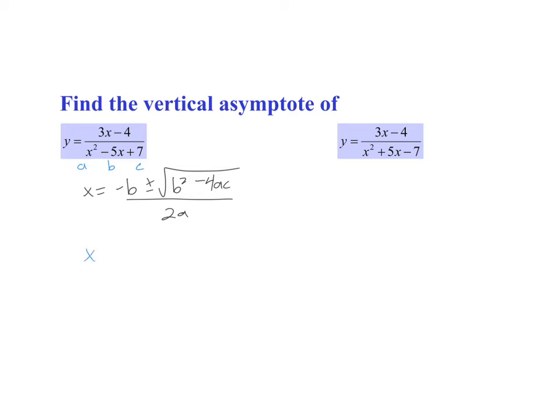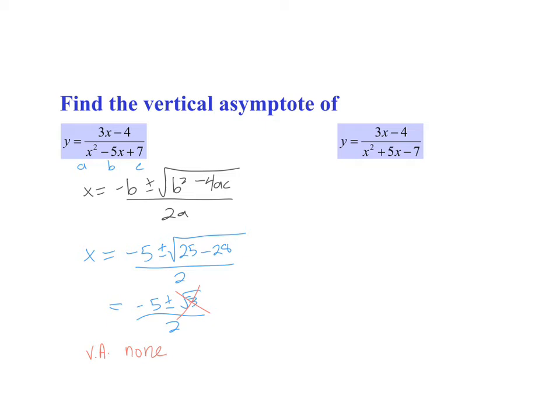7. So if we plug it in for the first case, you'd have -5 plus or minus the square root of 25 minus 4 times 1 times 7, which is 28, divided by 2. And we can see that would simplify to the square root of -3, which doesn't exist, right? You can't do a negative square root. So that means this one would have no vertical asymptotes. If it doesn't have a solution, there's no vertical asymptotes.